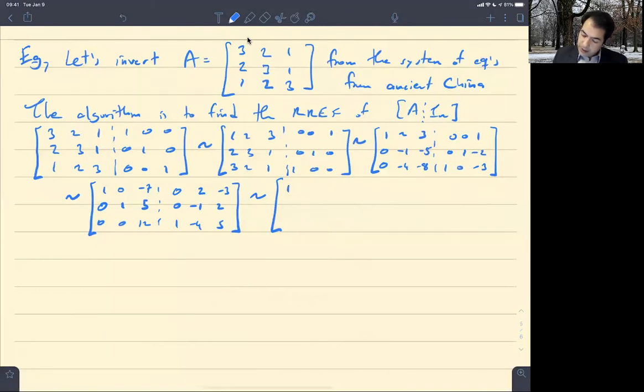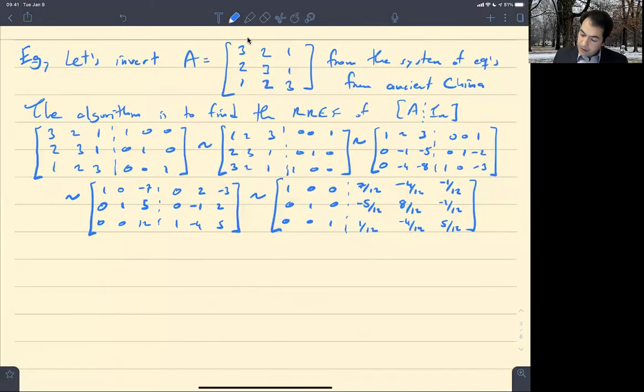And you can check, assuming I did the computation correctly, that you end up with here 7 over 12, here minus 4 over 12, minus 1 over 12, minus 5 over 12, 8 over 12, minus 1 over 12, 1 over 12, minus 4 over 12, and 5 over 12.